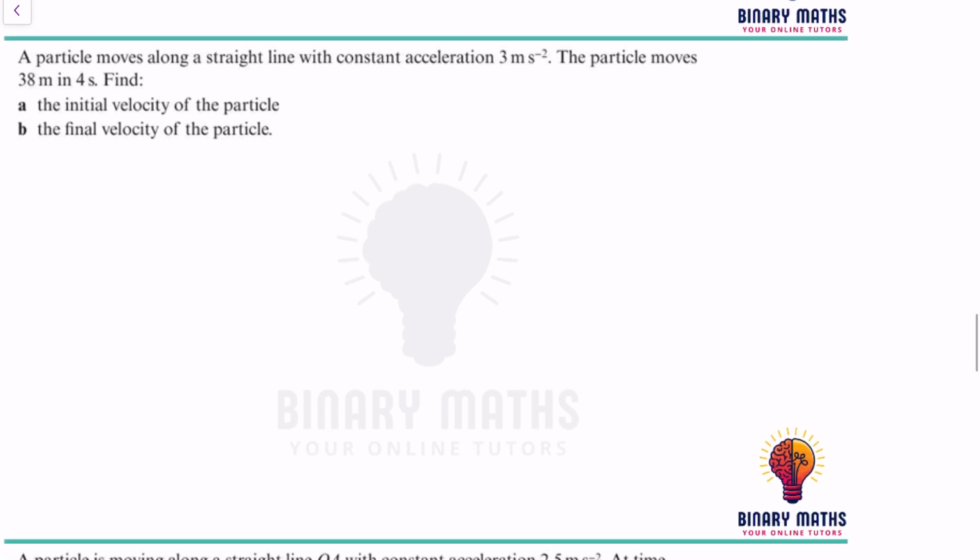A particle moves along a straight line with constant acceleration 3 meters per second squared. The particle moves 38 meters in 4 seconds. Find the initial velocity of the particle and find the final velocity of the particle.